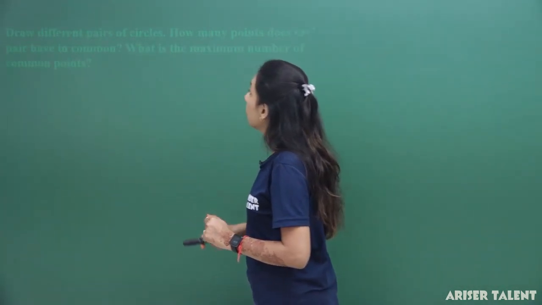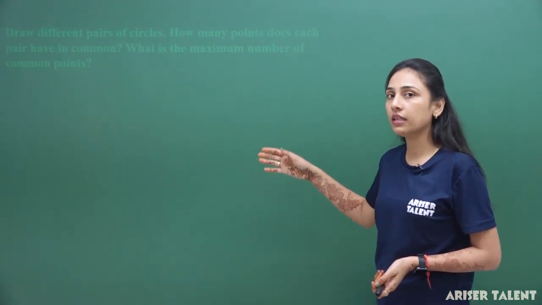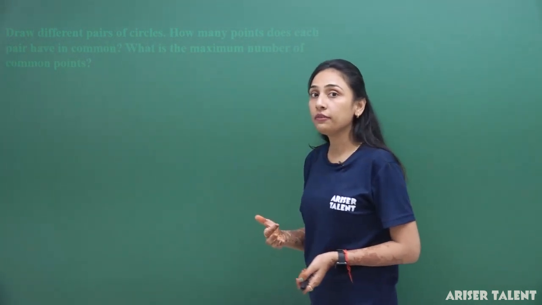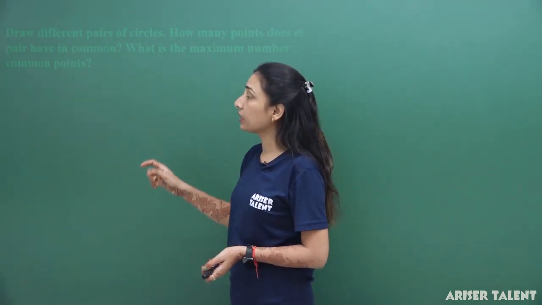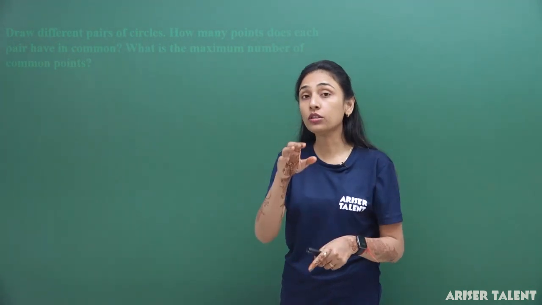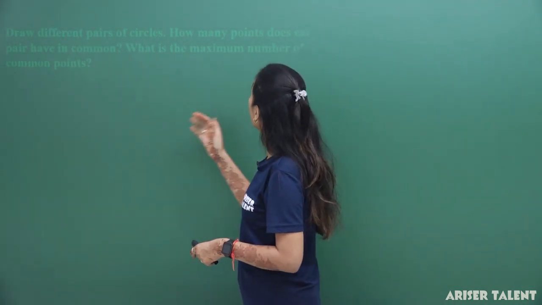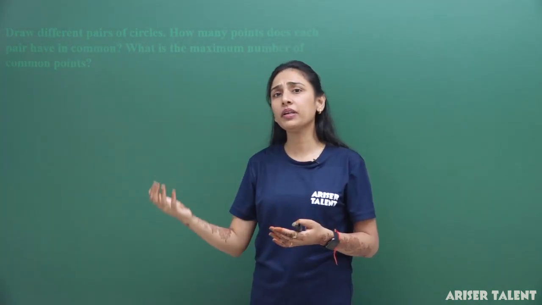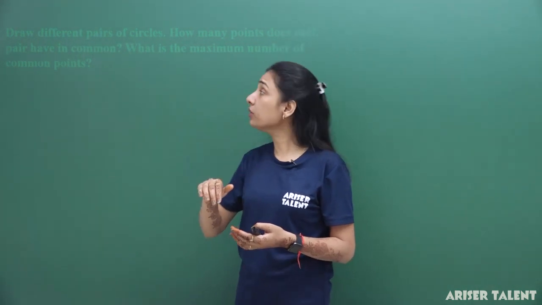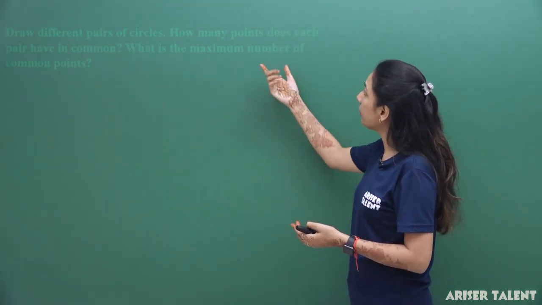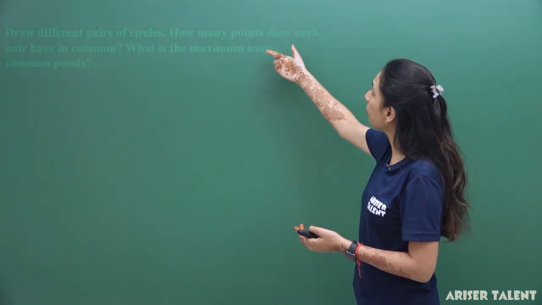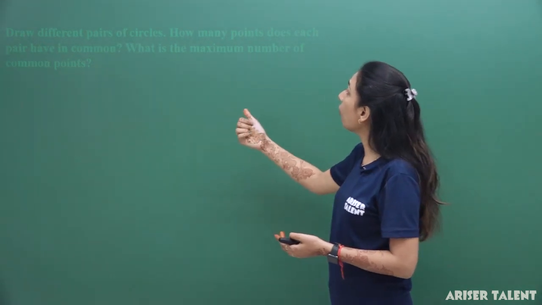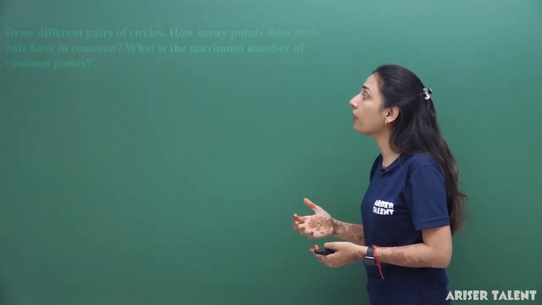Now, this is your exercise question: draw different pairs of circles. Pairs of circles means you have to draw two circles. How many points does each pair have in common? You can draw infinite pairs of circles, but you have to keep in consideration that it is asking about the points the pair has in common. Then, what is the maximum number of common points?